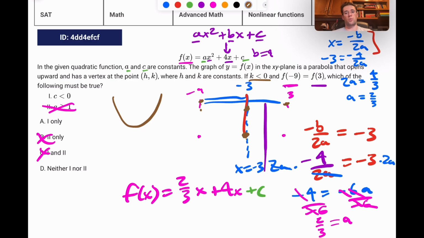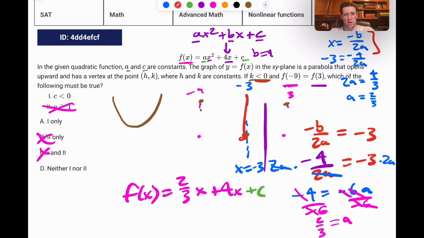It could be negative 0.1, something like that. We don't know. And negative 9 and 3 don't have to be the zeros, right? It's not necessarily the zeros. You could have symmetry at points that are not zeros as long as they're equidistant from that axis of symmetry. So, right, it's somewhere negative because, again, they gave us that. The k value is negative.